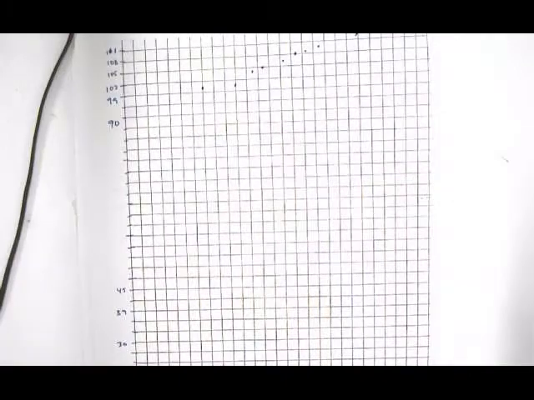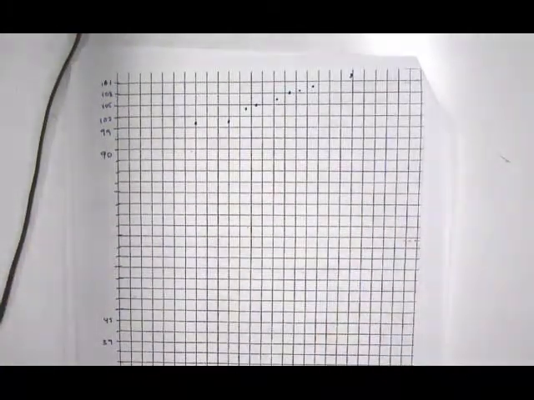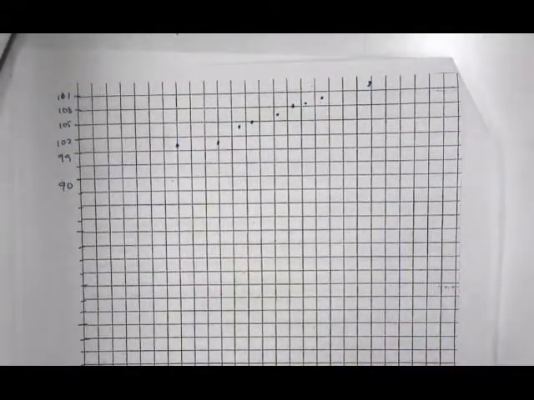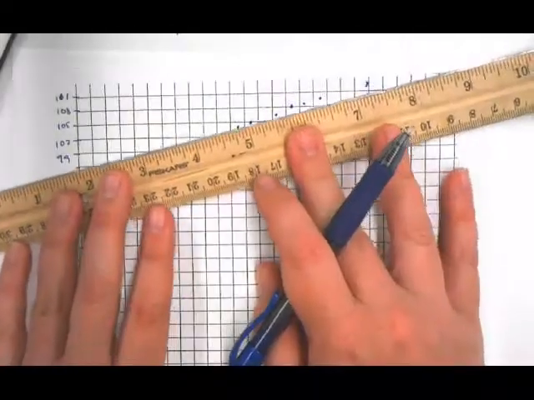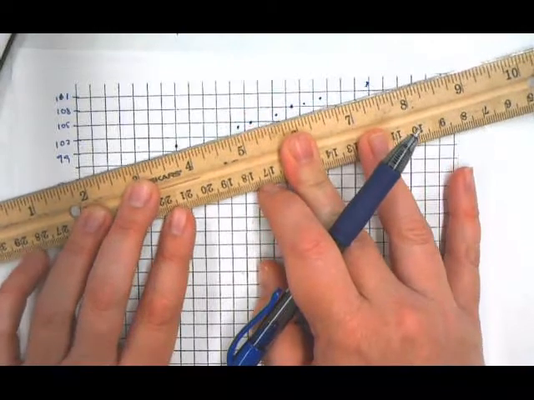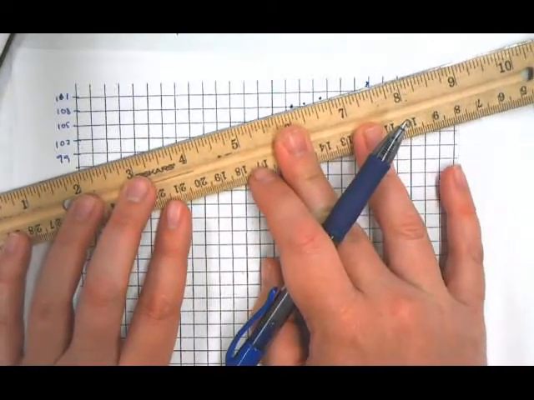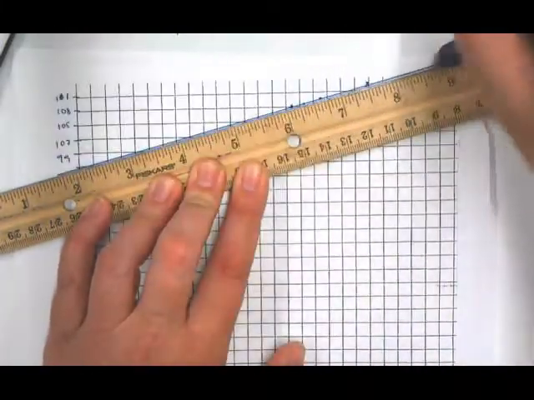Okay, so once we have our points, the next step is to draw the best fit line. And a best fit line is not a connect the dots. The best fit line is the average of all the points. So I'm going to take my ruler and kind of try to make an average here. You can also utilize graphing software to more accurately figure out the slope and equation of the line.